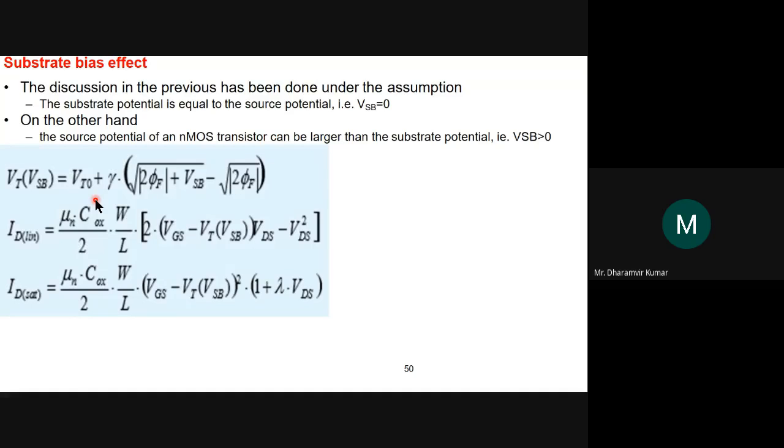Sorry, the threshold voltage of the NMOS device will rise. Okay, in this case, if VSB is not equal to 0.